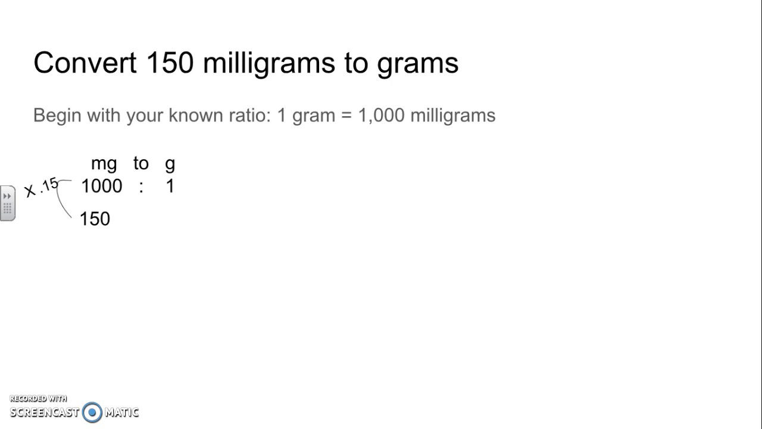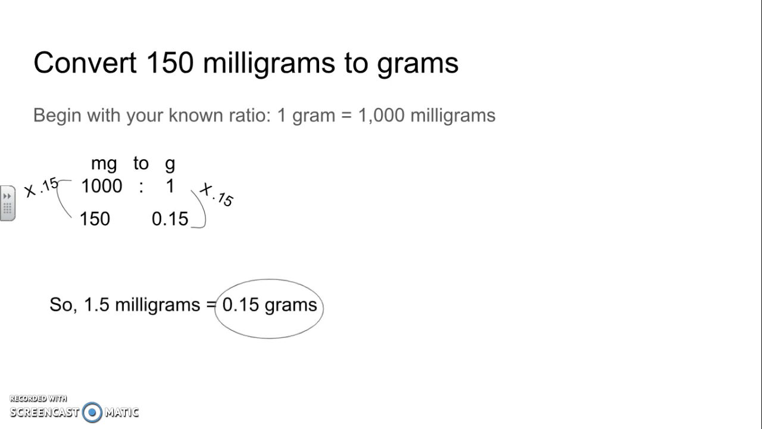If you don't know to multiply by 0.15, you can work backwards to determine that. You could take your 150 and divide it by 1,000. That will give you 0.15. So you know your scale factor is multiplying by 0.15. What I do to the left side of my ratio, I must do to the right. So I take 1 and I multiply it by 0.15. That gives me 0.15. So we've determined that 150 milligrams equals 0.15 grams.